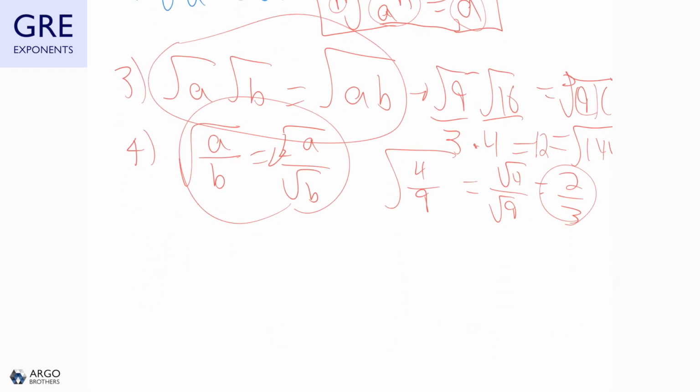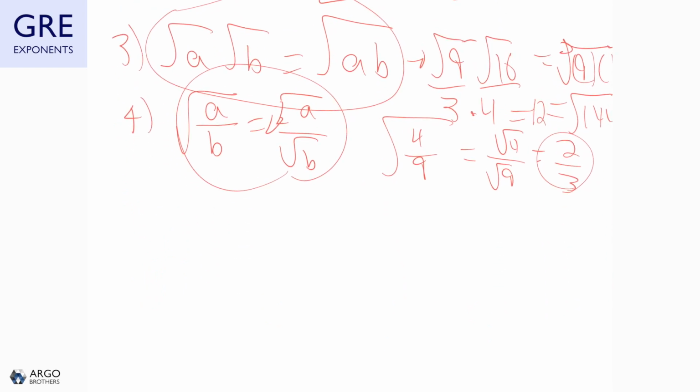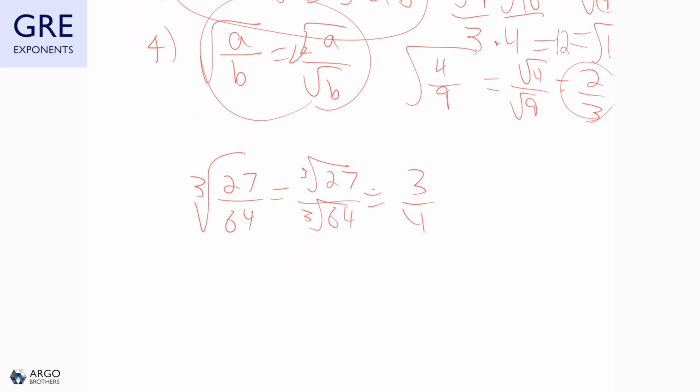And of course we can generalize this to any nth root. For example, what if we take the cube root of 27 over 64? That would be the cube root of 27 over the cube root of 64. And now that would be 3 over 4. So the cube root of 27 over 64 is 3 over 4. Great. Now we can talk about other ways to do these problems.